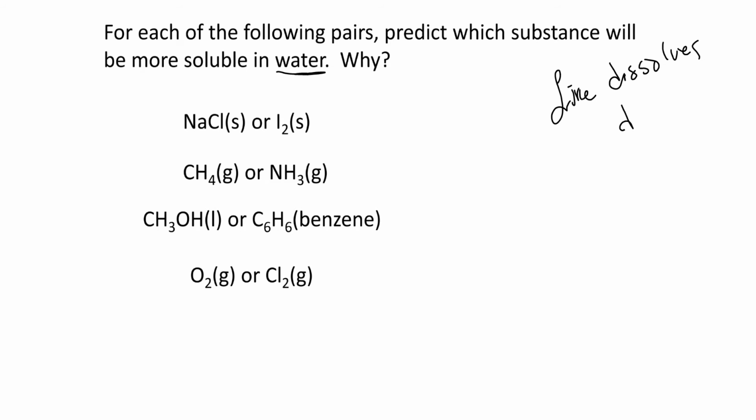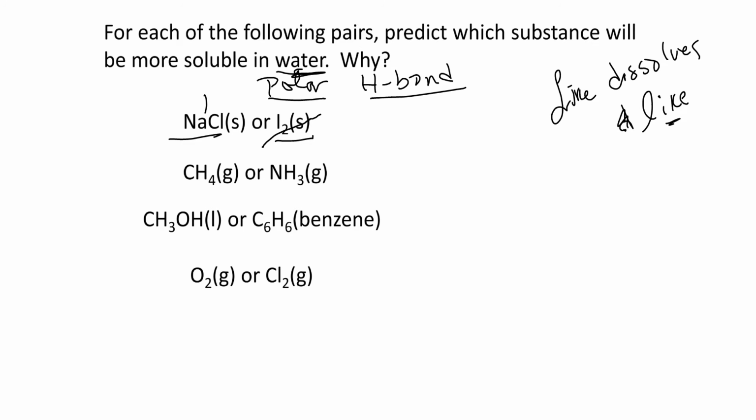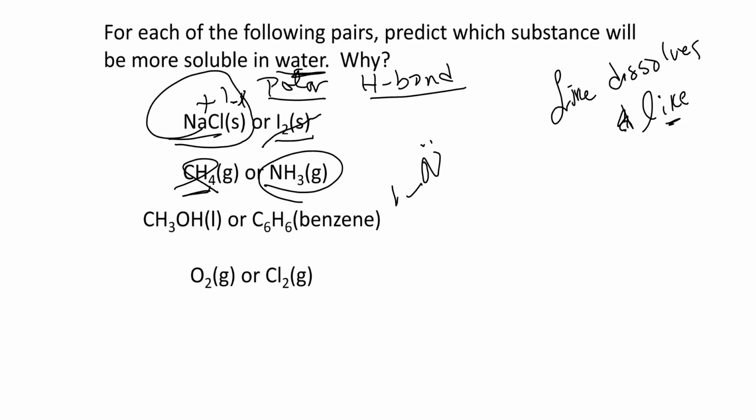Well, if like dissolves like, that means the more similar the intermolecular forces are, the more it's going to be soluble in water. Well, we know that water is polar, and we know that water can make hydrogen bonds. So we're going to look for things that are either nice and polar or can have hydrogen bonding. So if we look at sodium chloride and iodine, we know that iodine is nonpolar. This is ionic, so this is going to dissolve in water. If we look at methane, which is nonpolar, and ammonia, which we know is both polar and can have hydrogen bonding, we know that the ammonia is what is going to dissolve in water.